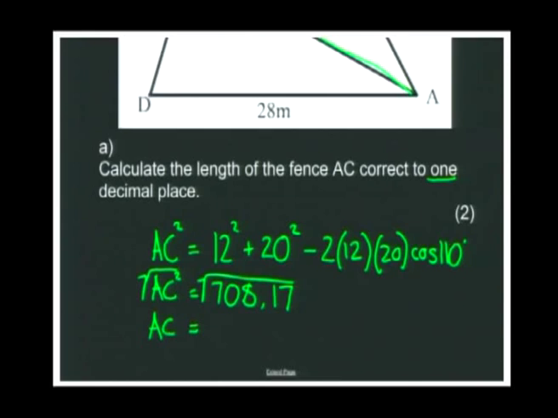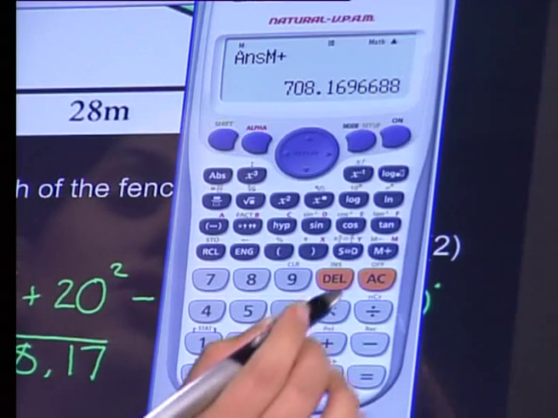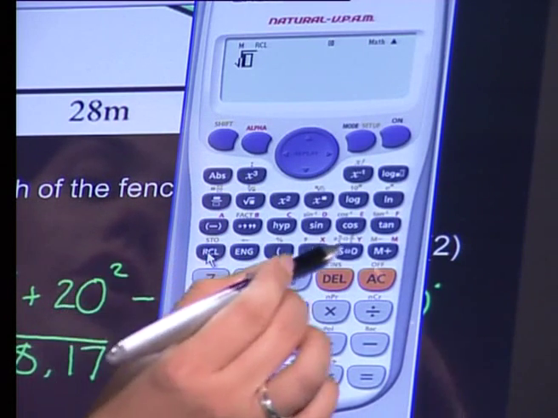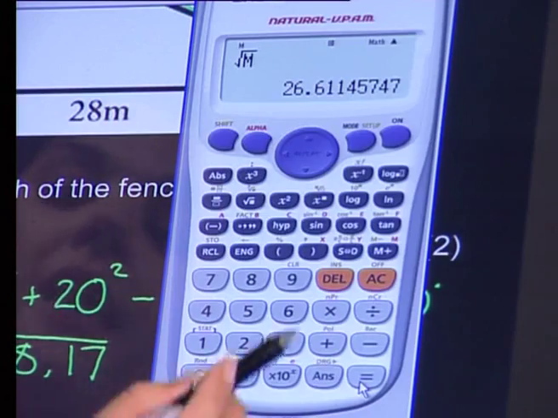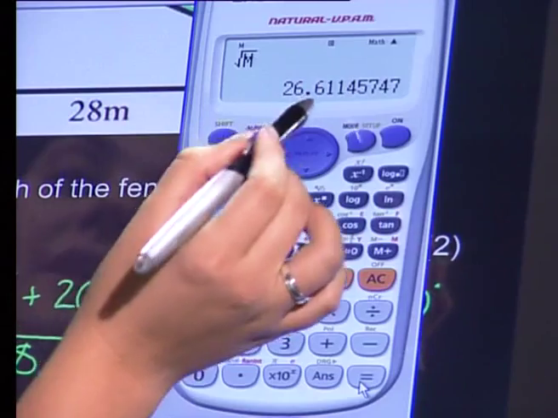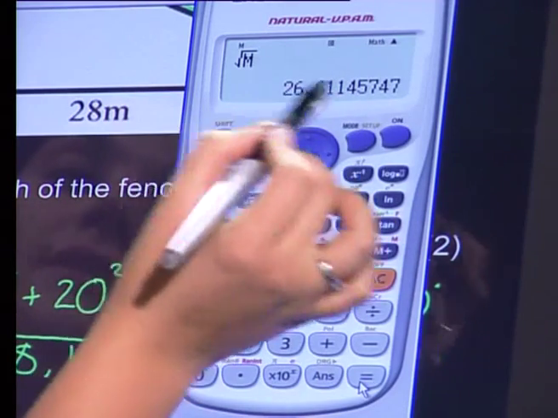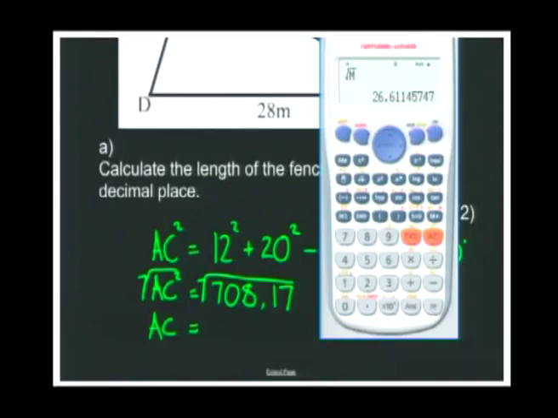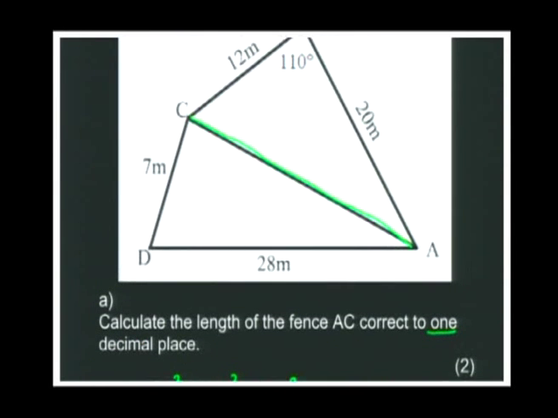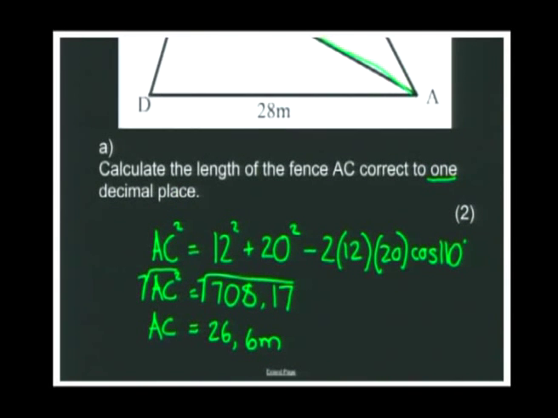So AC, and we put this into the calculator, and I'm now glad I've got that in my memory, because now I can say square root, recall my memory, equals, so the value of AC is equal to 26,6. Now I'll have to round off to 1 decimal place because this is my final answer. So AC is equal to 26,6, and now we have to put our meters in because they gave us our units. So your final answer must also include our units.